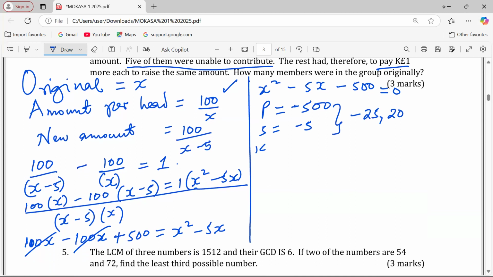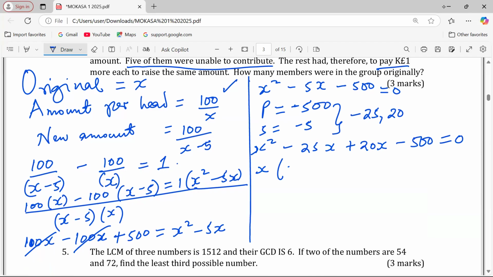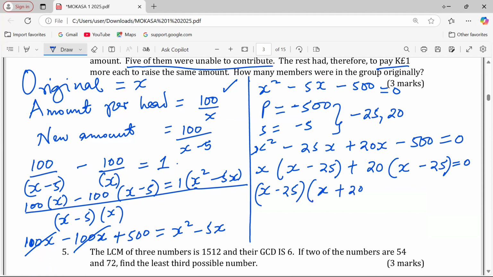So x squared minus 25x plus 20x minus 500 equals 0. From the first two terms, we factor out x and remain with x minus 25. In the other two terms, we factor out 20, so that we remain with x minus 25 again, equals 0. In the brackets, we have x minus 25. Then outside the brackets, x and 20 equals 0.